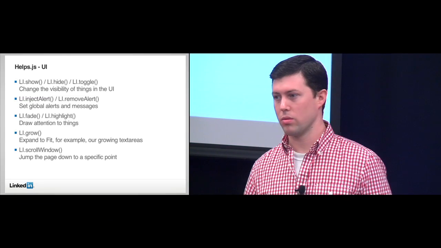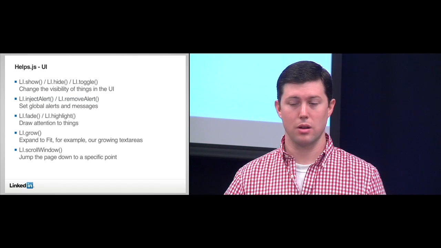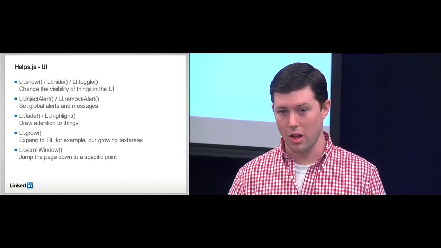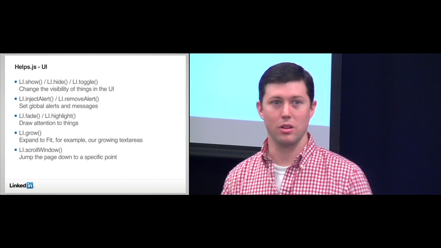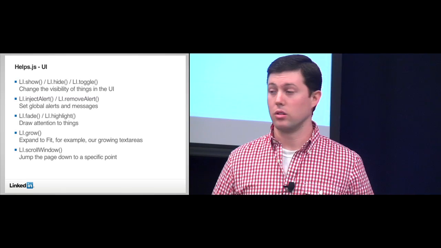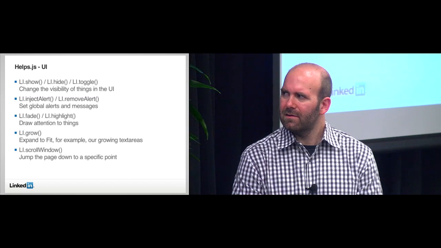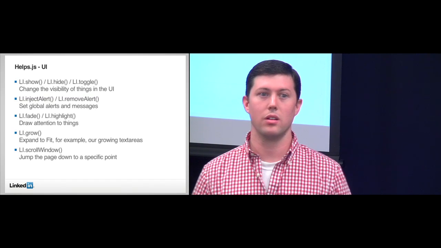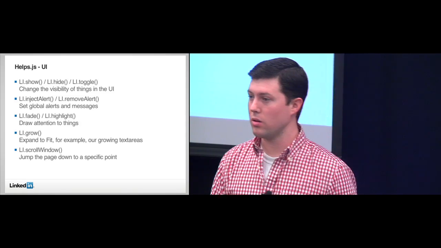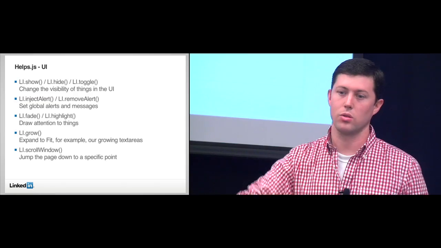So the first is like working through the UI. Say you want to show, hide, toggle stuff. You can call these methods, pass in elements, and it will set display block, none, display block, and jump through things like that. You can work with injecting a global alert into the page for error messaging, success messaging, all that sort of thing, and it will inherit the default CSS. You can do things like fade an element in and out, highlight it, grow it, and there's something called li.scrollWindow, which when passed a node, it will try to find the XY coordinates of that node on the page and scroll the element up to it.